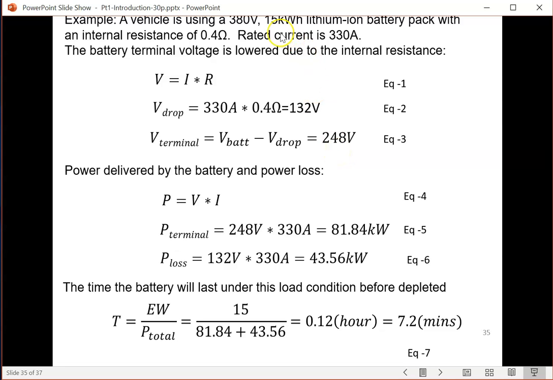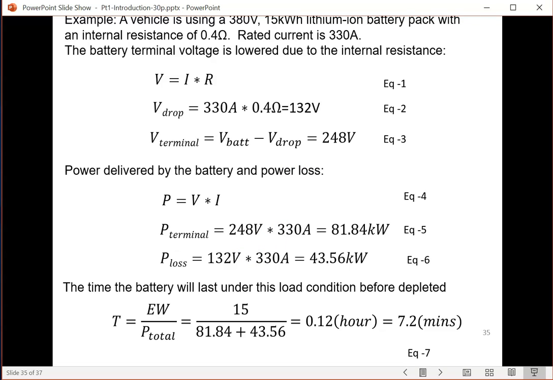Now you can see here, without the current, the voltage of the battery is 380. But when the current is high, there's another voltage lost inside the battery. So once you have this kind of level of current, you don't see 380 volts at the output of the battery. You only see 248.